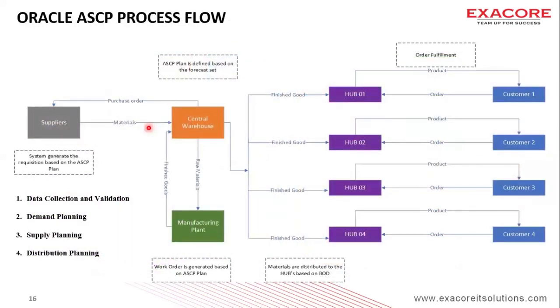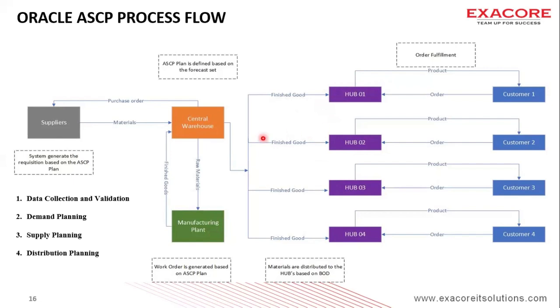Now, I will take you through the ASCP process using a business use case, so it will be more understandable for everyone. In this case, I'm using an example of a manufacturing plant where ASCP can be utilized. In the scenario, we have multiple organizations. The central warehouse is an organization, the manufacturing plant is an organization, and hubs are also organizations currently present in an entity.